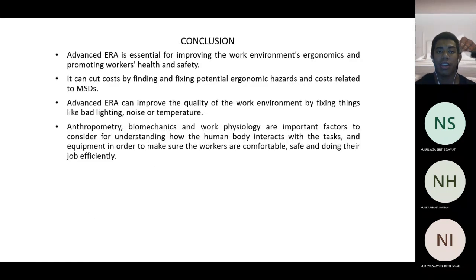As a conclusion, advanced ergonomics is essential for improving the work environment and promoting workers' health and safety. It can cut the cost of finding and fixing potential ergonomic hazards and costs related to musculoskeletal disorders. Advanced ergonomics can improve the quality of the work environment by fixing things like bad lighting, noise, and temperature. Anthropometry, biomechanics, and work physiology are important factors to consider for understanding how the human body interacts with tasks and equipment, in order to make sure workers are comfortable, safe, and doing their job efficiently.